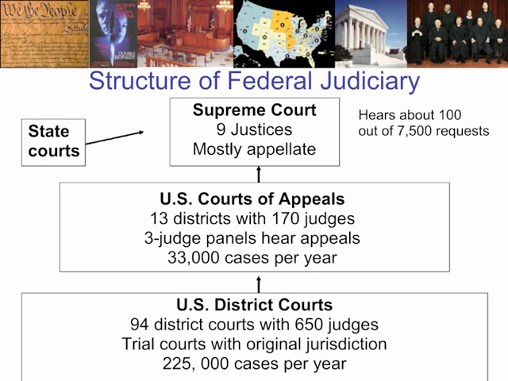You'll notice that cases go from over 200,000 at the trial court level, or the district court level, to just over 30,000 cases in the appeals court system. So the number of cases drops substantially.